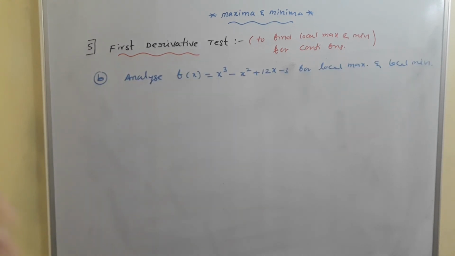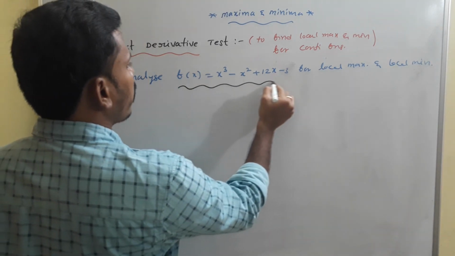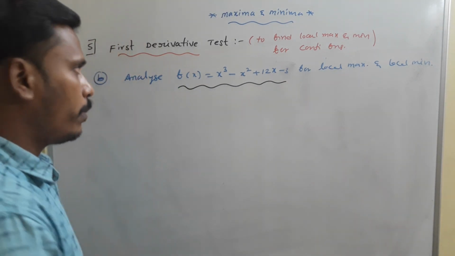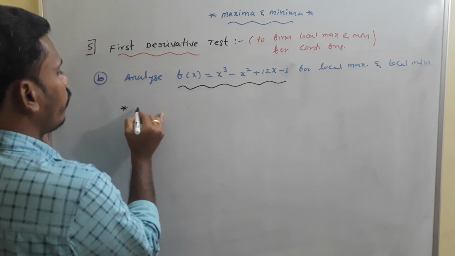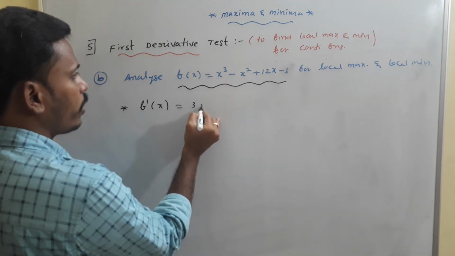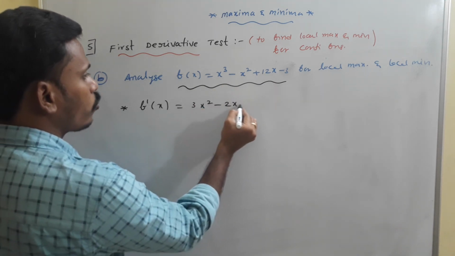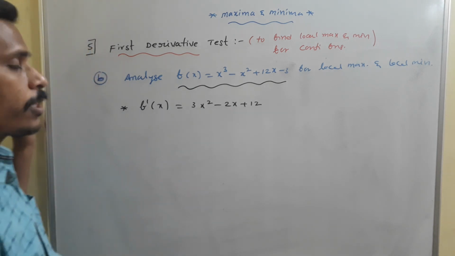Next problem. Analyze f of x equals x cube minus x square plus 12x minus 3 for local maxima and local minima. For every function to check local maxima and local minima, initially we need its derivative. So f dash of x is equal to, for x cube it is 3x square, and minus 2x plus 12. Okay, 3x square minus 12x plus 12.